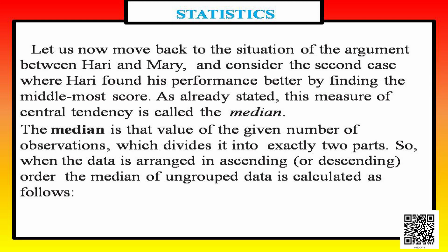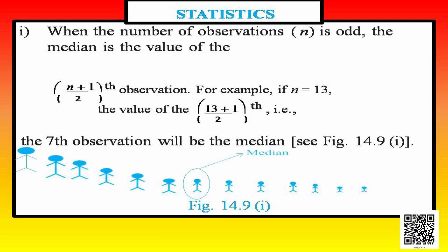Let us now move back to the situation of the argument between Hari and Mary and consider the second case, where Hari found his performance better by finding the middlemost score. The median is that value of the given number of observations which divides it exactly into two parts. So, when the data is arranged in ascending or descending order, the median of ungrouped data is calculated as follows. There are two rules for medians.